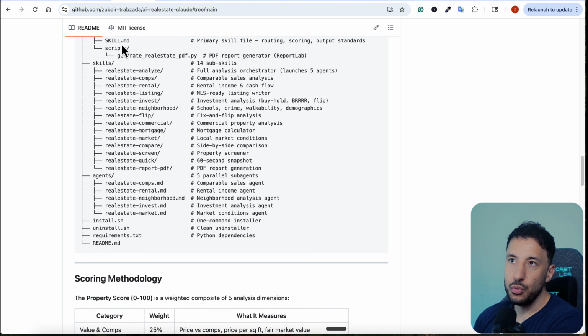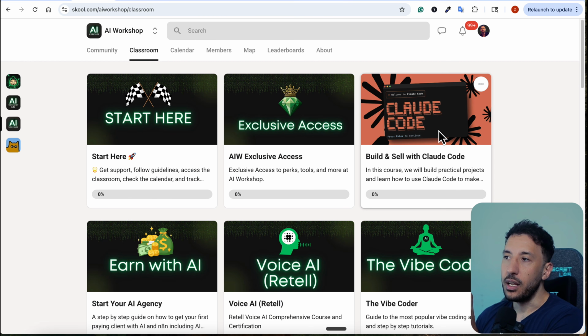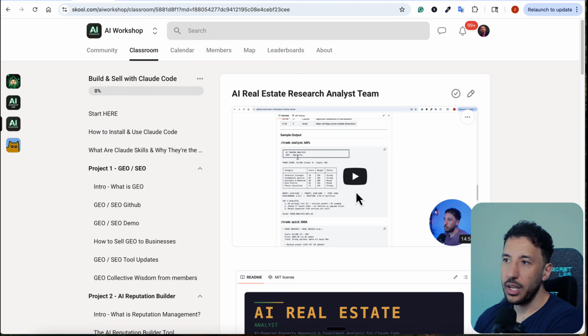All right, so there are 2 ways to do this. Now, for those of you who are part of my paid community, all you have to do is go to the classroom section. It's very easy for you because you have access to the private repo, so you can just install it with one command. And don't worry if you're not part of my paid community, I'm going to show you how to access this for free as well.